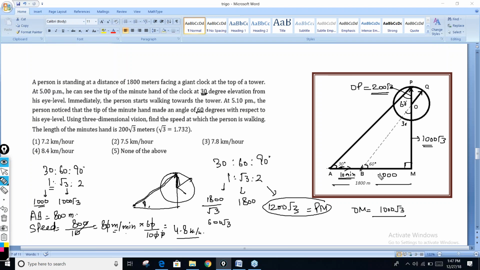I'm not able to identify the mistakes in the calculation. So you may check it again from your side. If there is a calculation mistake, you can correct it. Otherwise, I'm getting the answer right now. It's 4.8 kilometer per hour. But as far as my memory is concerned, I thought the answer was 8.4.